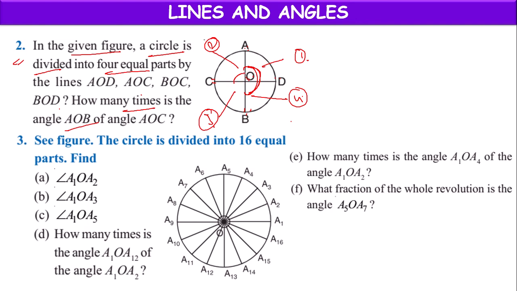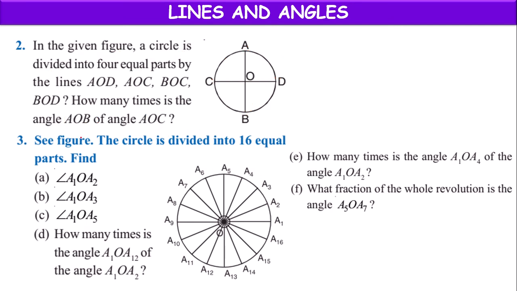Actually, this is equal to 90 degrees. This is a 1 by 4th part of the circle, because the circle is divided into 4 equal parts with 4 angles. Total 4 parts equal 360, so each part will be 90 degrees. This is 90, this is 90. Then this total part will be an angle on a straight line, straight angle, 90 plus 90, 180 degrees. And only this part will be 90 degrees. So AOB means 180, AOC means 90. So 180 is 2 times of 90. So AOB is double that of AOC. That is the answer.